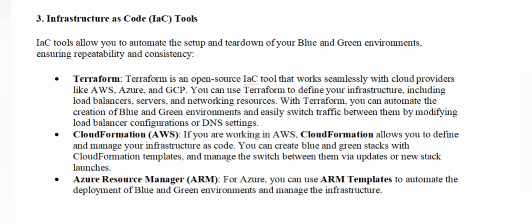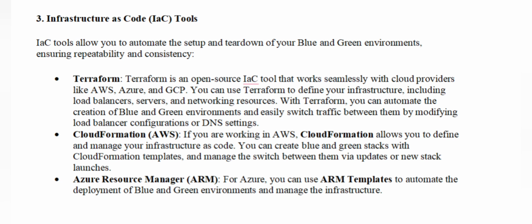Third is infrastructure as code tools. Infrastructure as code tools allow you to automate the setup and teardown of your blue and green environments, ensuring repeatability and consistency. The first is Terraform. Terraform is an open source IaC tool that works seamlessly with cloud providers like AWS, Azure, and GCP. You can use Terraform to define your infrastructure, including load balancers, servers, and networking resources. With Terraform, you can automate the creation of blue and green environments and easily switch traffic between them by modifying load balancer configurations or DNS settings.